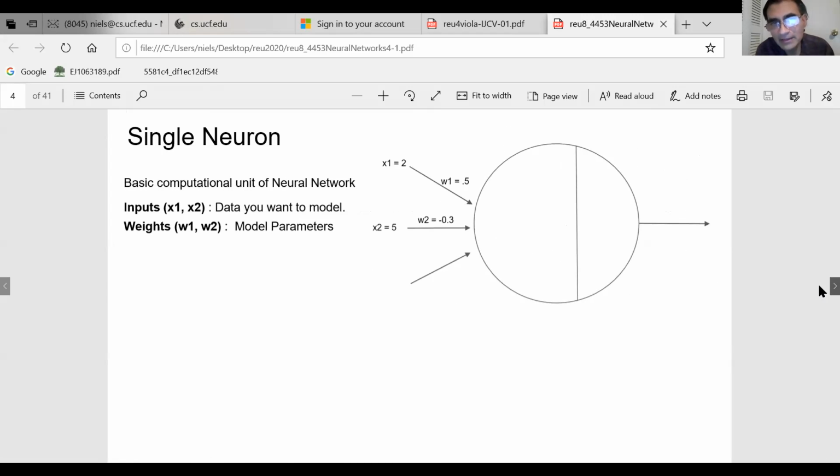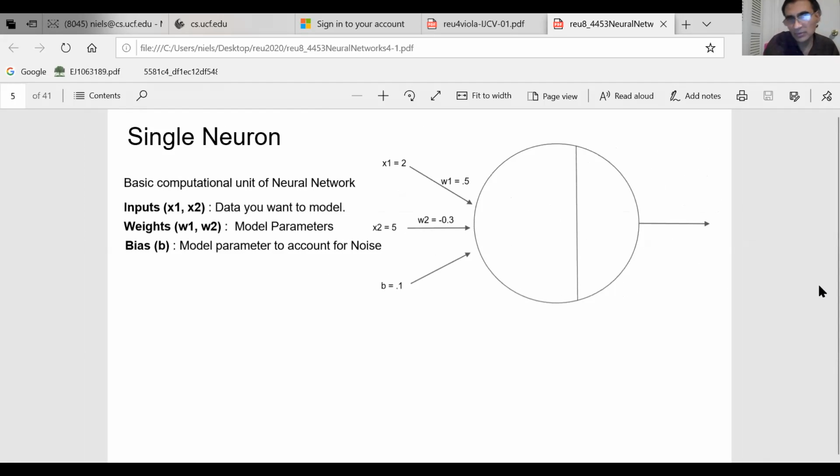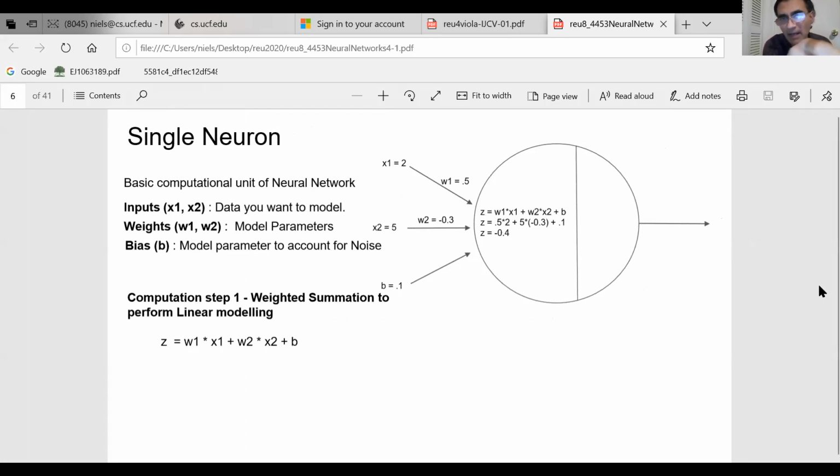Those values go into the circular structure, but along the way they go with some weights. The weight is 0.5 for the value x1, and minus 0.3 for the value 5. Then they're simply added. There's also a bias term at the bottom, which I'll tell you about later. They all go in and are added up. You see computation step 1, weighted summation to perform linear modeling. Don't worry about linear modeling, it's a weighted sum. We get a value z out. Z is our result.